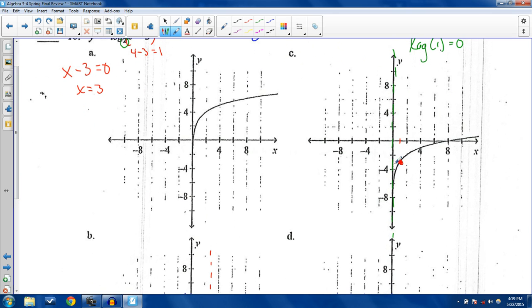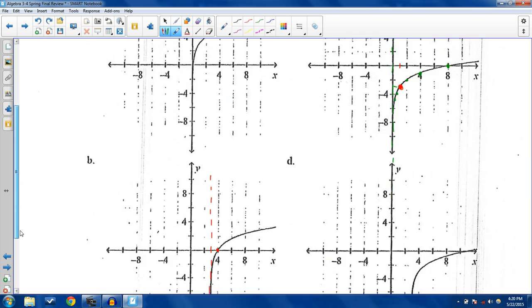Take a look at C. I'm at the point 1, negative 3. When I go up 1 right here, if I'm 1 away right here, now I'm going to be 2 away. I'm going to double my distance away from the asymptote. When I go up another 1, I'm going to be at 4, doubling my distance once again. When I go up 1 again, I'm going to be 8 away. And this keeps doubling. If I go down 1, I will halve my distance away. And that's what your graph looks like on C.